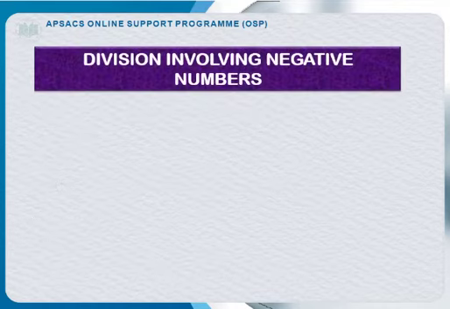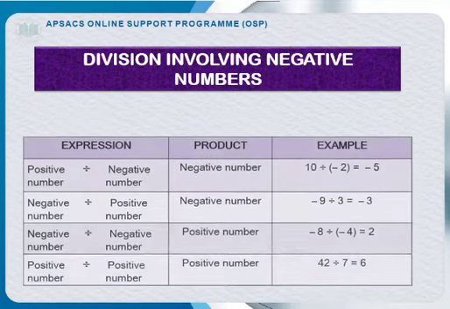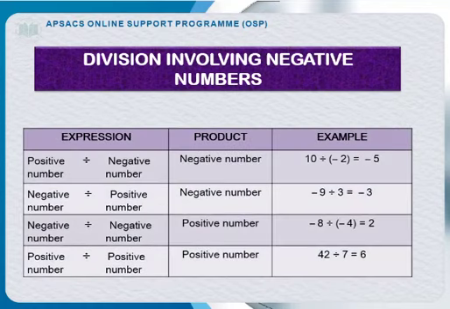Now, our next topic is division involving negative numbers. Here are some rules which need to be followed. If we divide a positive number by a negative number, we will get a negative number. Let's see this example. 10 divided by negative 2 will give negative 5. How? When we divide 10 by 2, it will give 5 and we have a negative sign with 2. So, we'll just put minus 5.